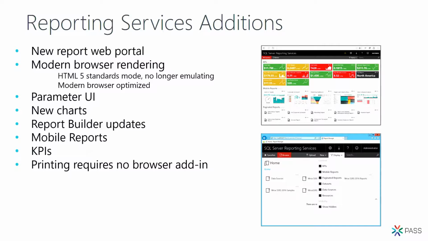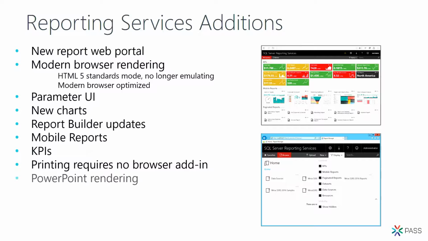Printing does not require a browser add-in. In the past, there was an ActiveX add-in that required all of your users to download and install an ActiveX control that was a little bit of a problem for operations folks. And so it just uses the PDF renderer now. Since all browsers know how to print PDFs, they said, well, why don't we just render it as a PDF, and the browser can print it.